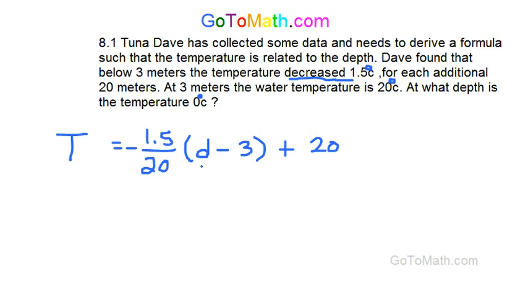Okay, so now at 3 meters the water temperature is 20 degrees C. If I put a 3 in here, that would be 3 minus 3 is 0, and therefore 0 times this is 0, and the temperature would equal 20, just like it says right here.